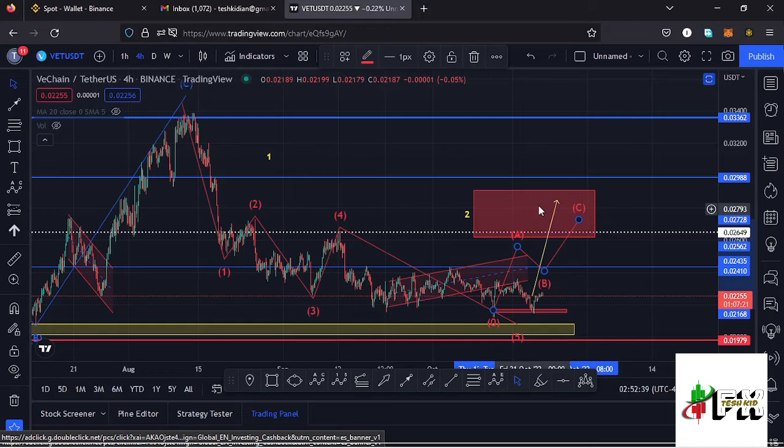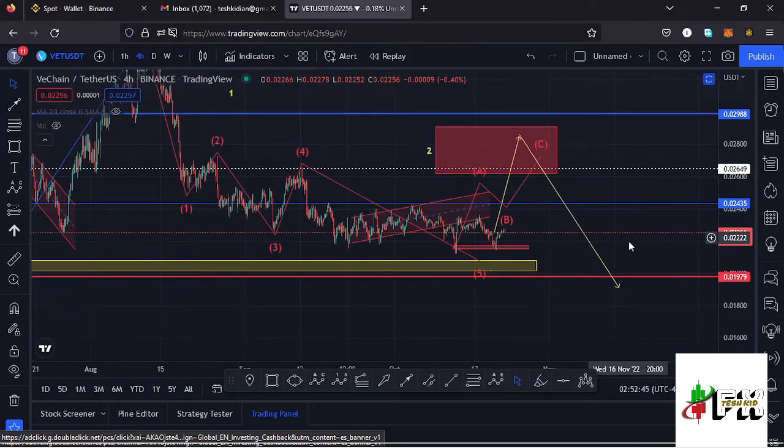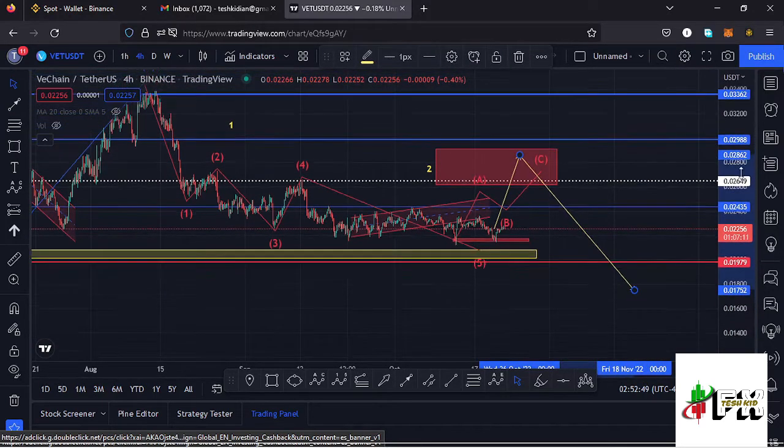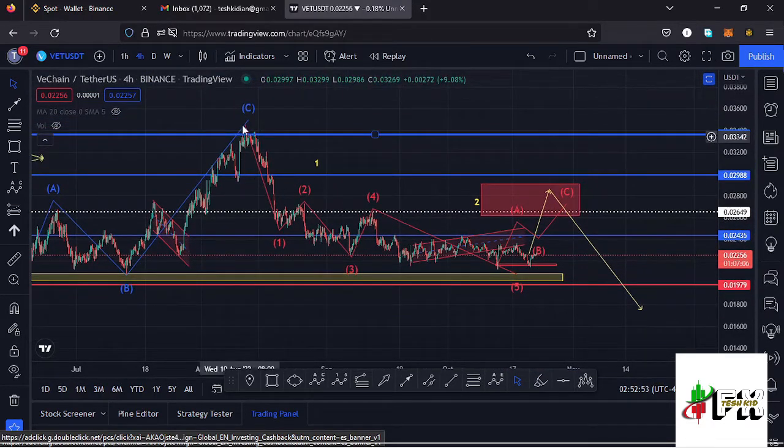And once we see the formation of a wave 2, then we can continue pushing lower in the formation of a third wave, and that would mean maybe the low for Vechain is not yet in, and we are yet to see a new low here on the Vechain chart. So let's be patient and see how that plays out on the long-term scenarios, basing it on the Elliott waves.